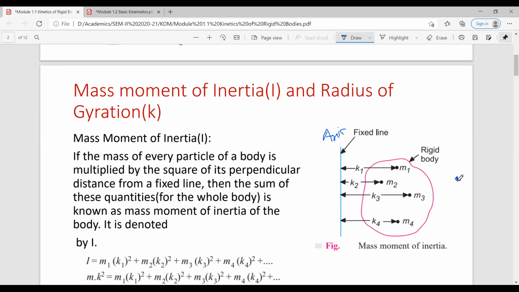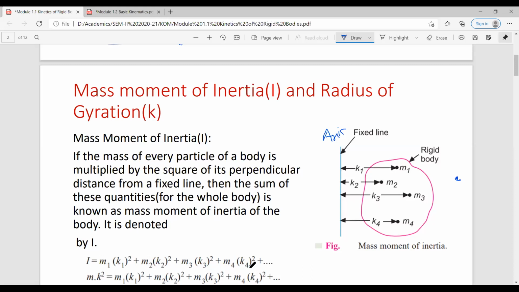In such a case, where mass is not concentrated at one point, how do we calculate the mass moment of inertia? We divide the body into a number of particle masses, say m1, m2, m3, m4, and we calculate the mass moment of inertia of each particle. For example, the mass moment of inertia of particle m1 will be m1 into k1 square. Then the inertia of particle m2 is m2 into k2 square. In this way, you find the mass moment of inertia of all these particles, and then the total mass moment of inertia of the body can be found by adding all these small inertias. So you will find I equal to m1 k1 square, like this.